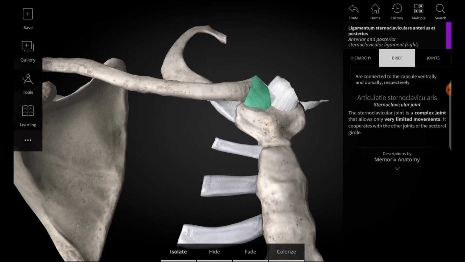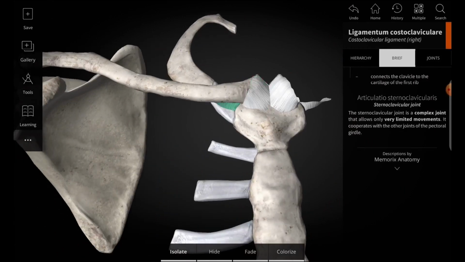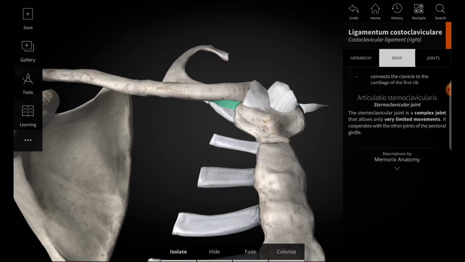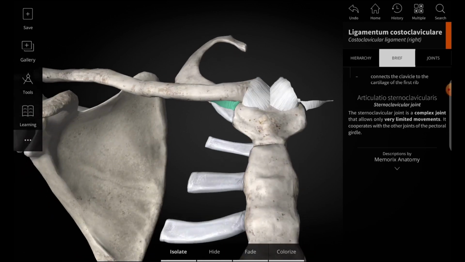And there is another ligament that we already saw in the previous video. It stretches between the depression on the inferior surface of the medial end of the clavicle and the upper surface of the first rib, and this is called the ligamentum costoclaviculare. This ligamentum costoclaviculare essentially is the main factor that restricts the elevation of the clavicle. So these are basically ligaments that serve a restricting function.